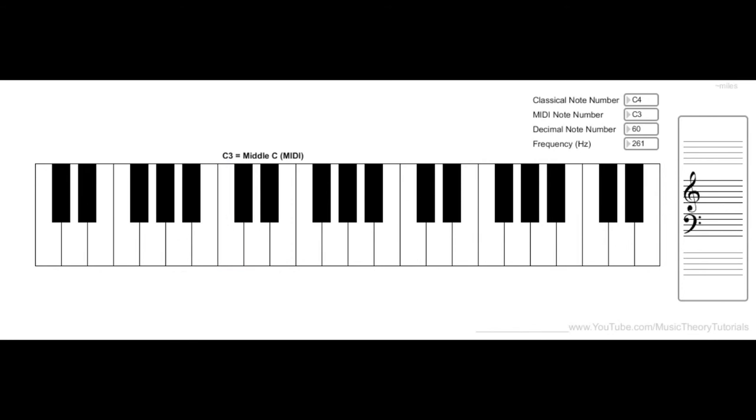Now we know this because the general MIDI spec does say that A 440 Hz must be sounded by note number 69. If I play that A, you'll notice at the top you've got classical note number A4, MIDI note number A3, decimal note number 69, and the frequency is 440 Hz. So if we're going to follow the general MIDI spec and we make note number 69 440 Hz, that means that middle C should be C3.